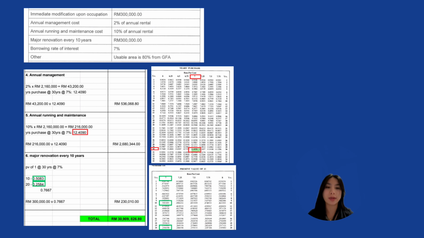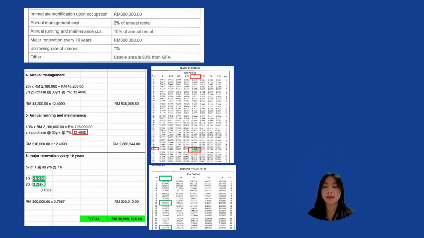Next is the major renovation cost, which is RM300,000 required every 10 years during the 30 years lease. Instead of using the years purchase table, we use the present value table because these are one-time future costs. The present value factors for year 10 is 0.5083, and year 20, 0.2584.